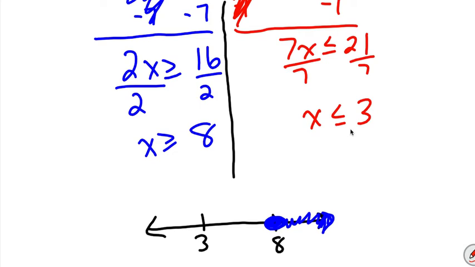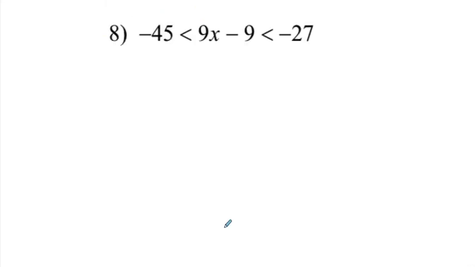X is less than or equal to 3 means I put a closed filled-in circle at 3, and I shade to the left. And we are done with that problem. 3 more left. Now this is an and inequality, even though we don't see the word and in here anywhere.